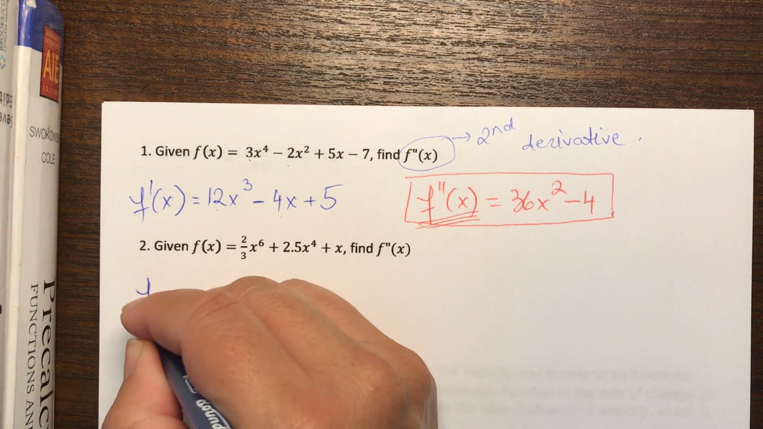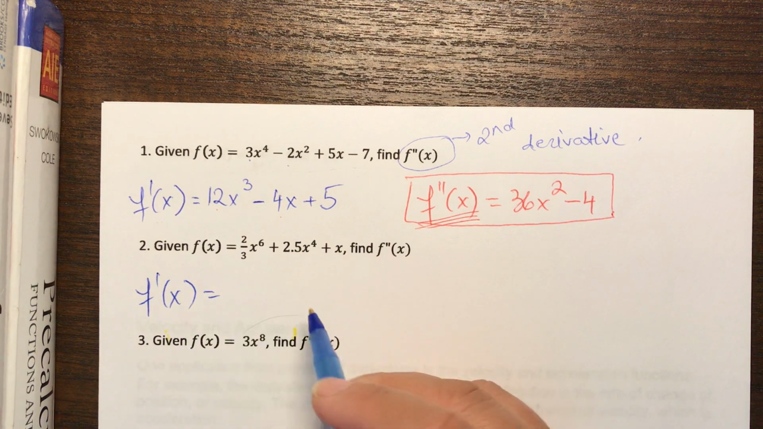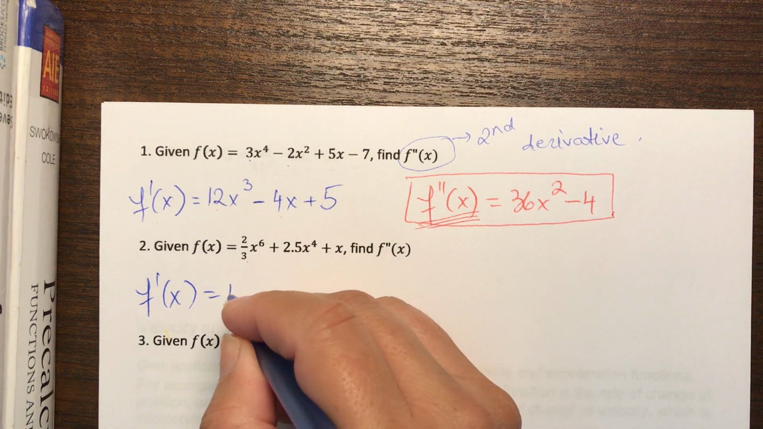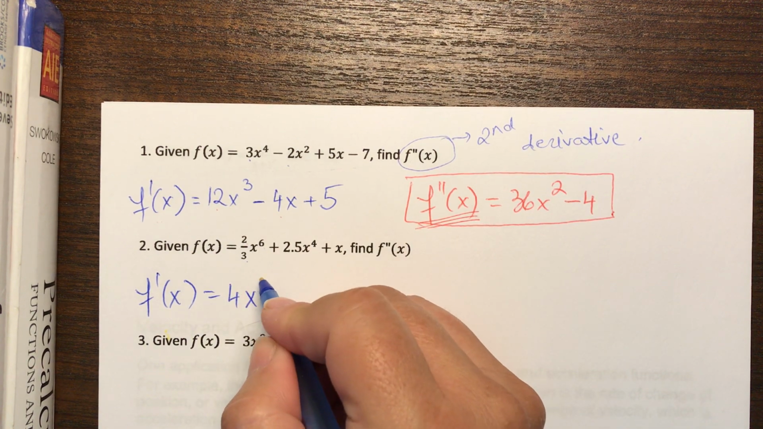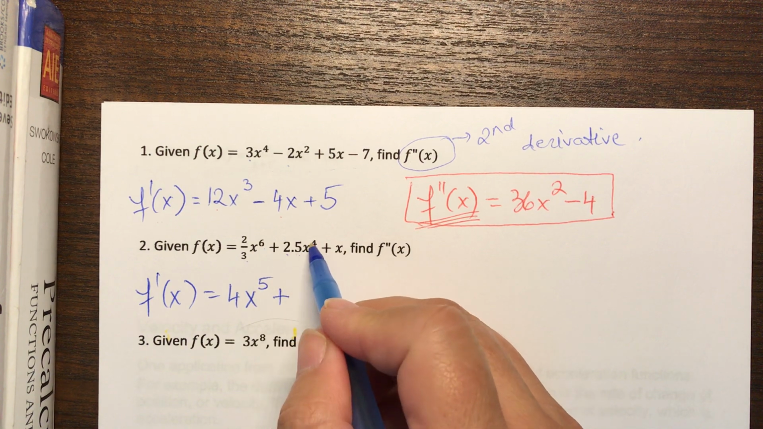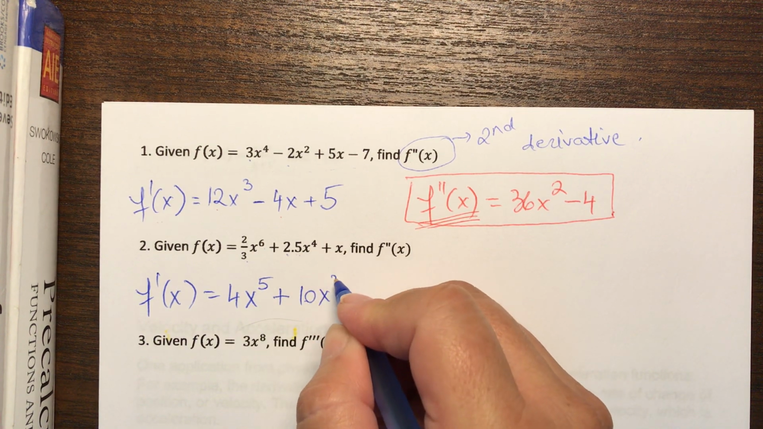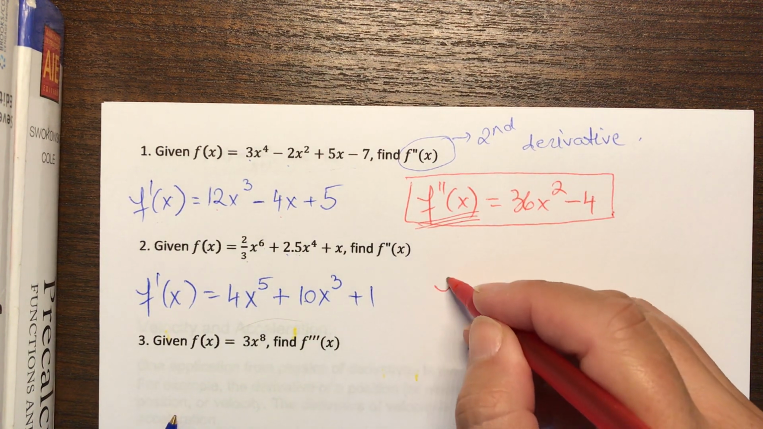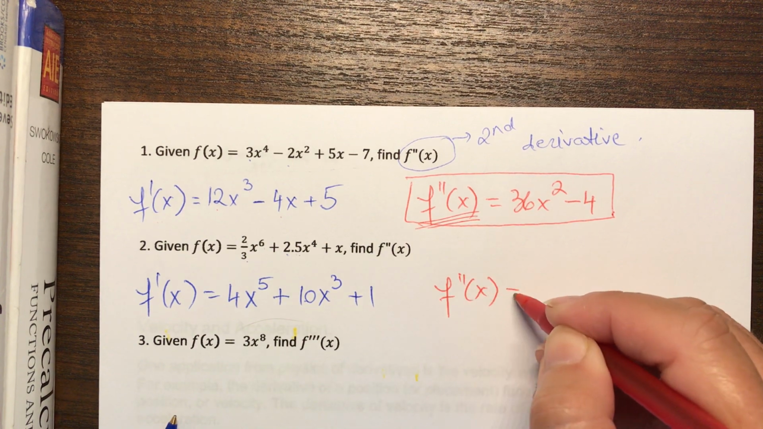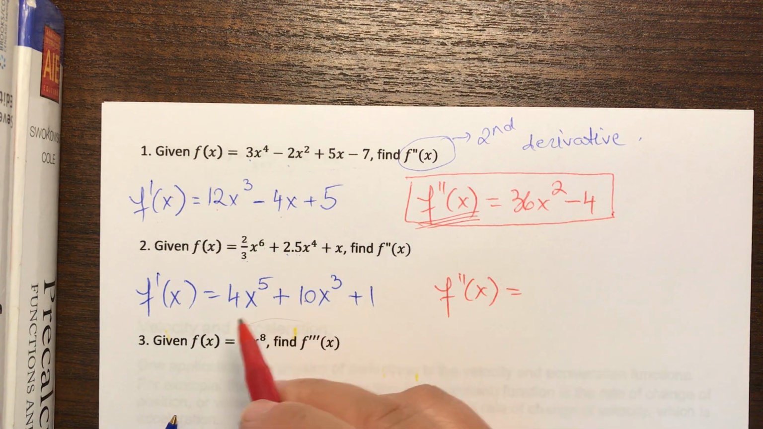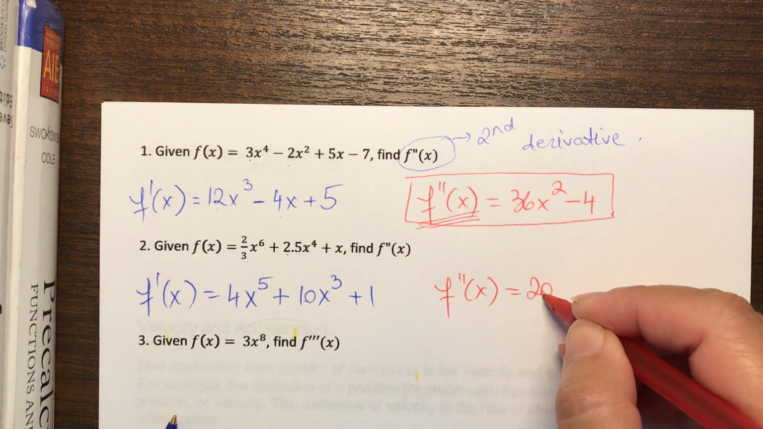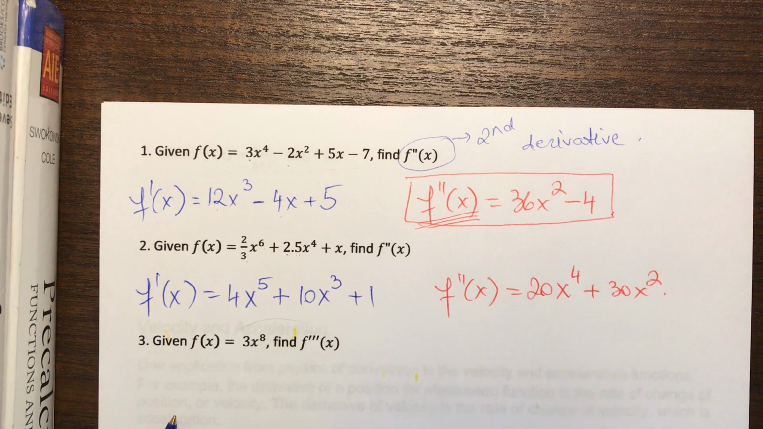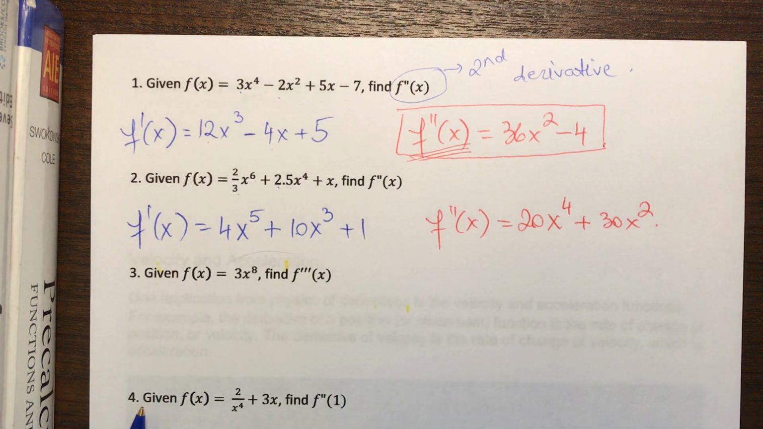This one should be pretty easy as well. I'm asking you for the second derivative. So 2/3 times 6, that should be a 4, x to the 1 less than 6 is 5. Plus 2.5 times 4 is 10, x to the third plus 1. All right, then again, I hope you're pausing me right now and finding these derivatives yourselves. Okay, so that's going to be a 20x to the fourth plus 30x squared, and then just comparing your answers to mine.